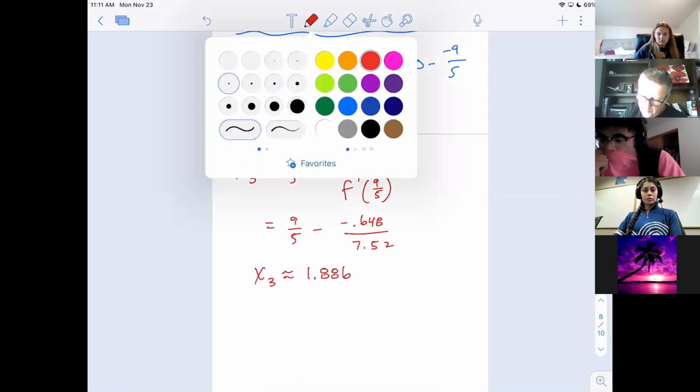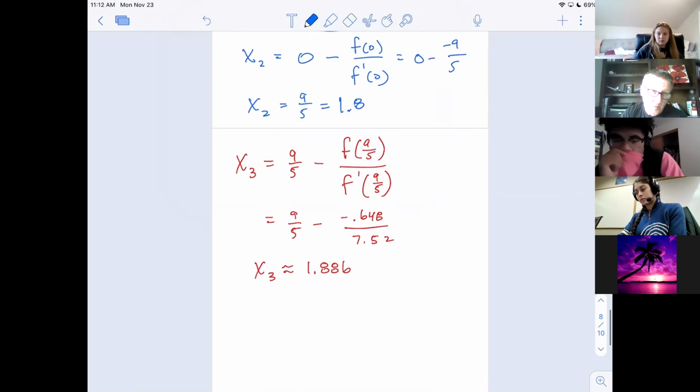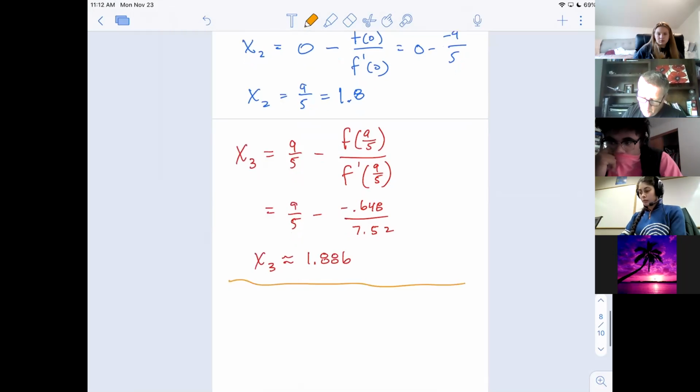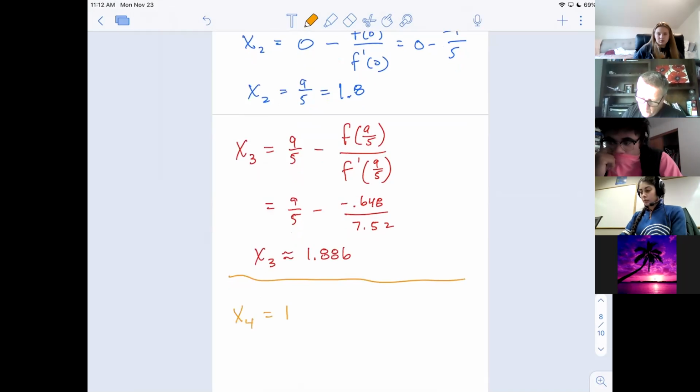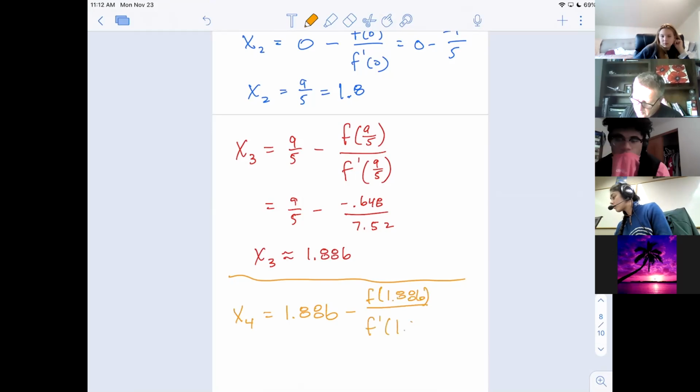So just for comparison, back here, this was 1.8. Can you tell I'm honing in on it? Do you see how this answer wasn't that different than the previous answer? I got 1.8, now I'm at 1.886. Let's do this one more step, because remember, we have a graph, and so we already kind of know this answer is right, but let's do it one more. What's the fourth answer? It's 1.886 minus, I'm going to save a little time and write it down, f of 1.886 divided by f prime of 1.886.